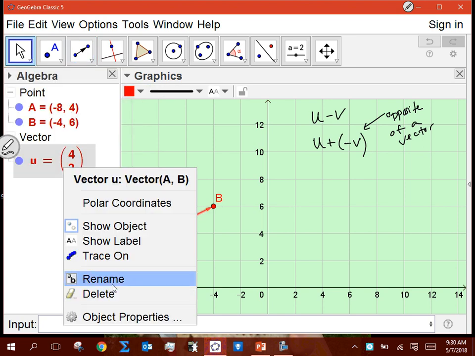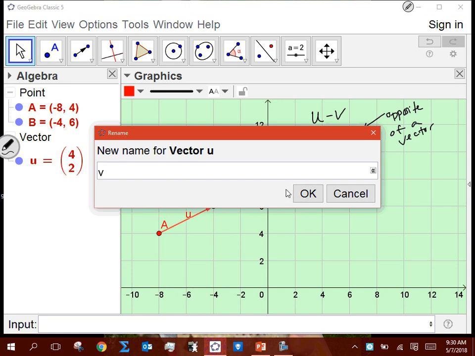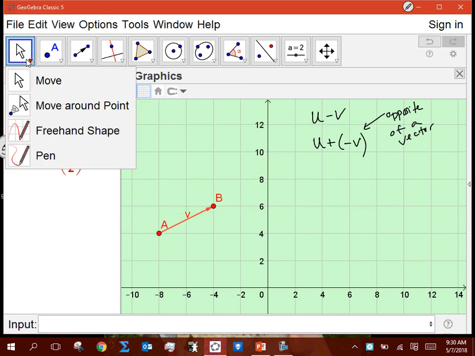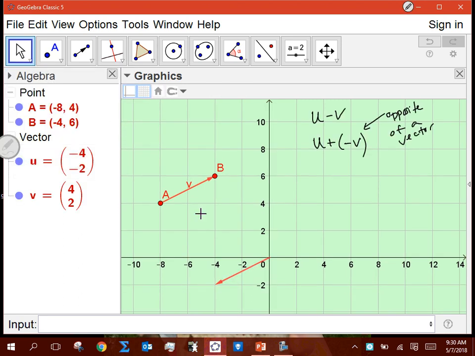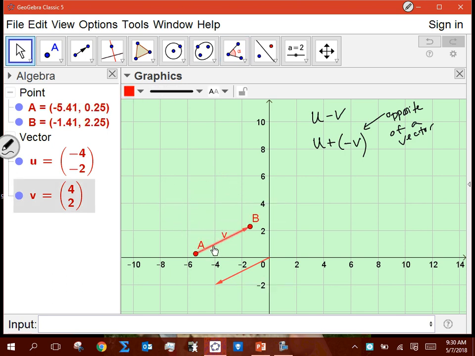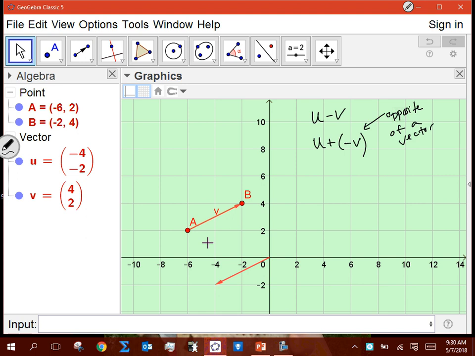And I'm going to call this one v. So if I got vector v there, let's see what the opposite of v would look like. Okay, so this one here is the opposite of v. And what do you notice? Or to put them on top of one another, they're the same vector, right? But what is different? Opposite directions.